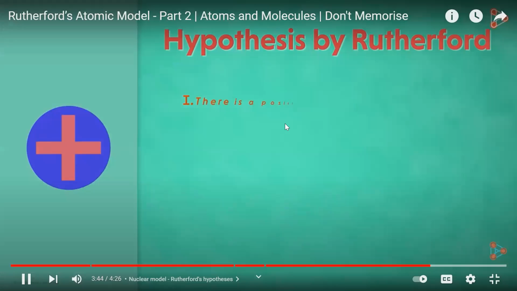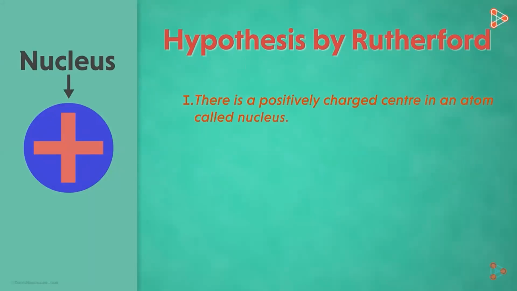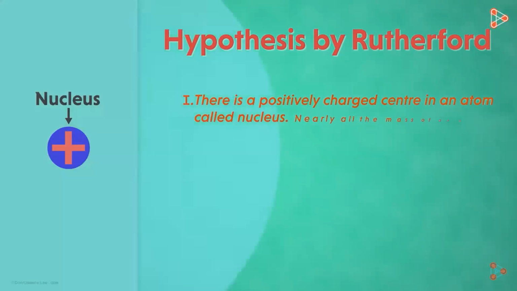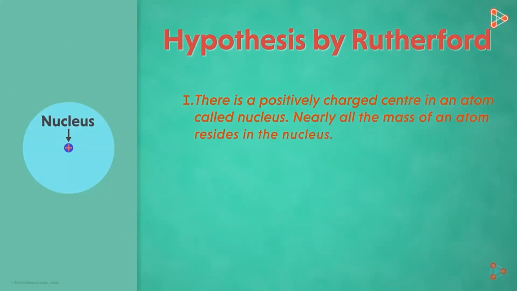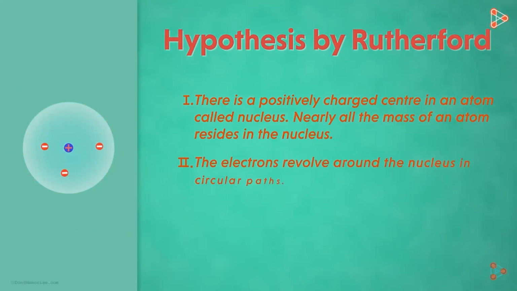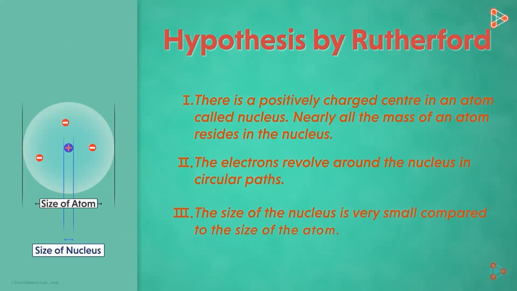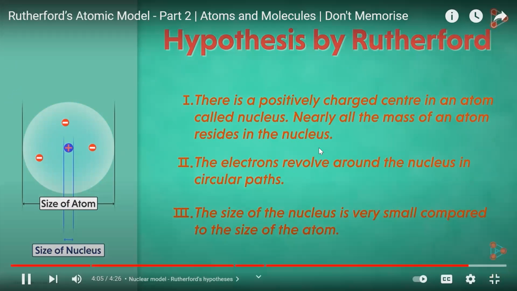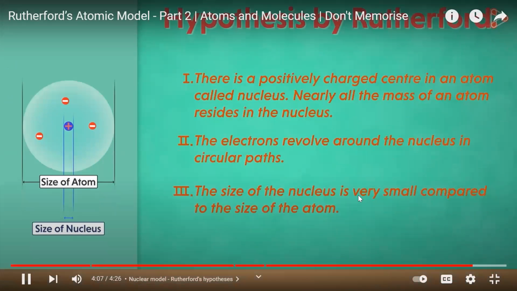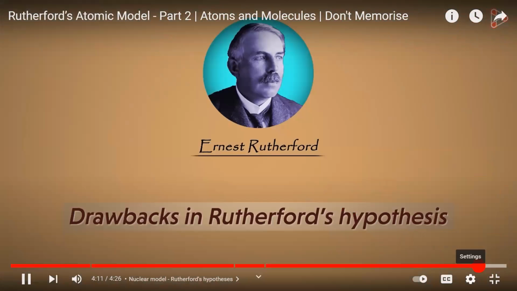Firstly, there's a positively charged center in an atom called the nucleus. Nearly all the mass of an atom resides in the nucleus. Secondly, the electrons revolve around the nucleus in circular paths. Thirdly, the size of the nucleus is very small compared to the size of an atom. However, theoretically, there were many flaws in the hypothesis. Let's have a look at the drawbacks in Rutherford's hypothesis in the next video.